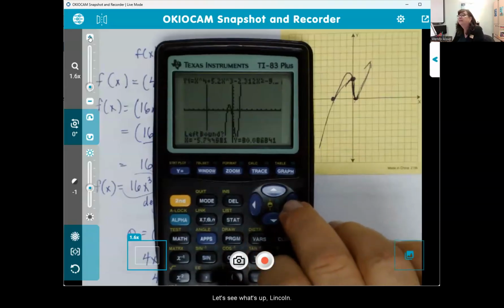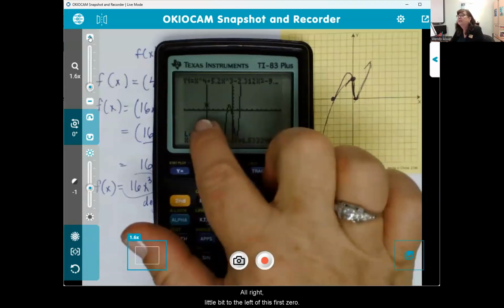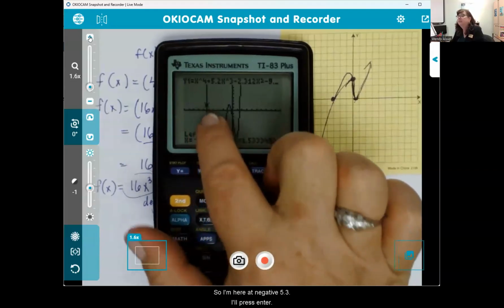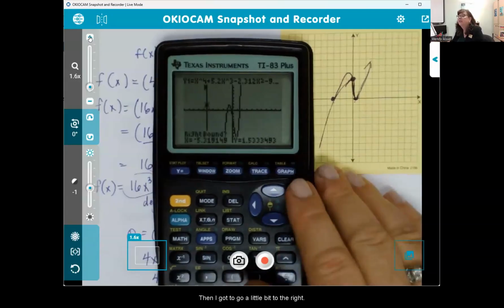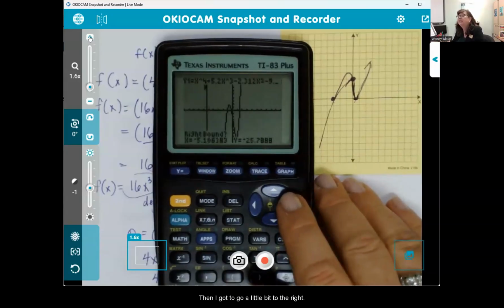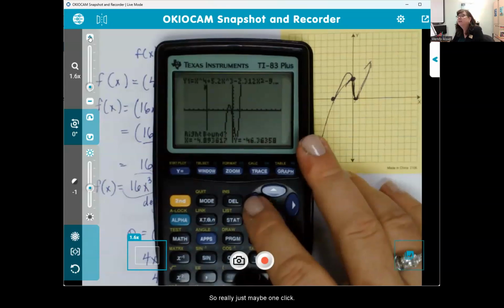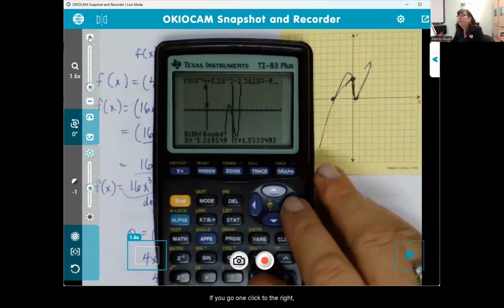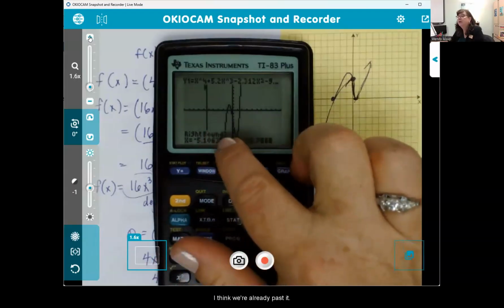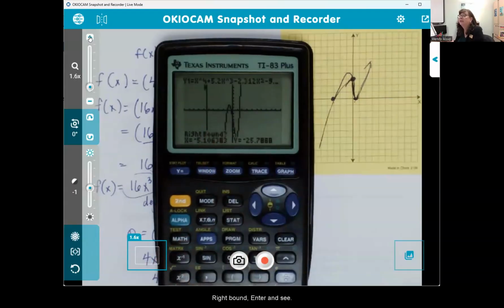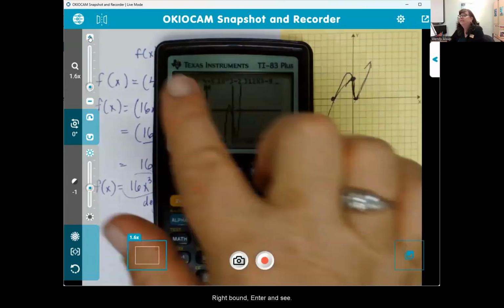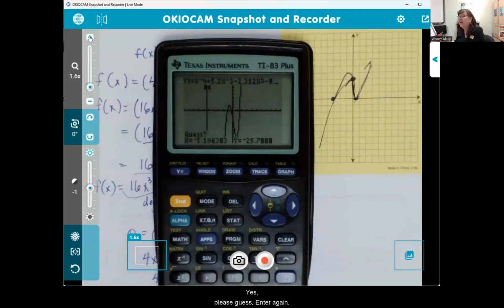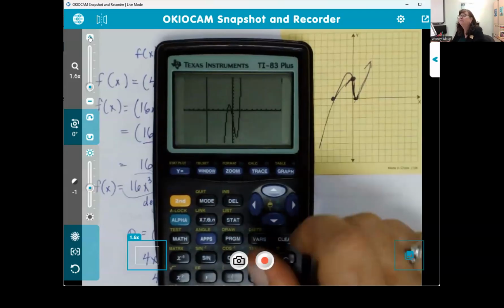Let's see, was that blinking? All right, a little bit to the left of this first zero. So I'm here at -5.3. I'll press enter. Then I have to go a little bit to the right, so really just maybe 1 click. Oh, it's hard to see that, isn't it? If you go 1 click to the right, I think we're already past it. Right bound, enter. And see, it's got our right spot here that's going to find it. Guess, yes, please guess, enter again.